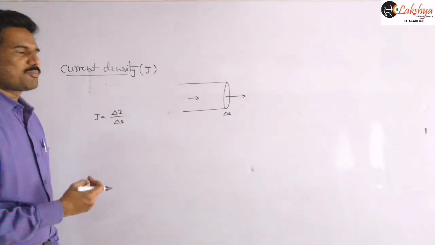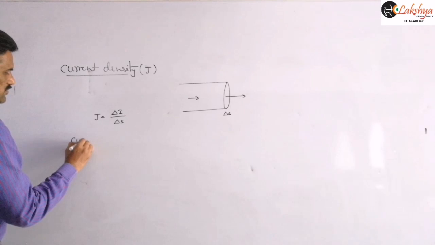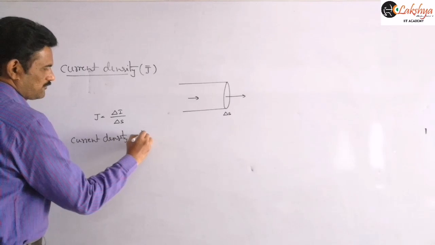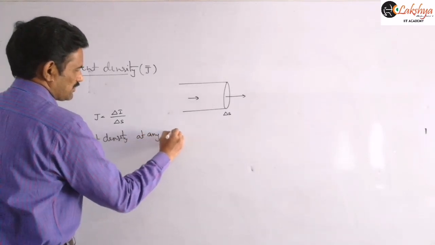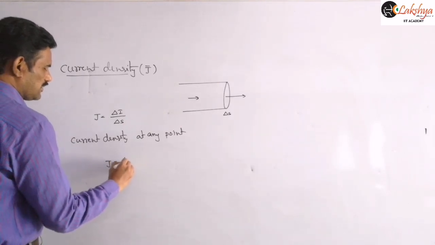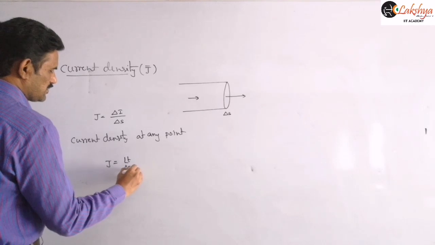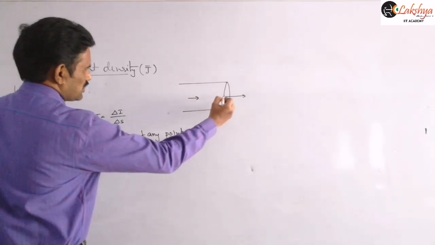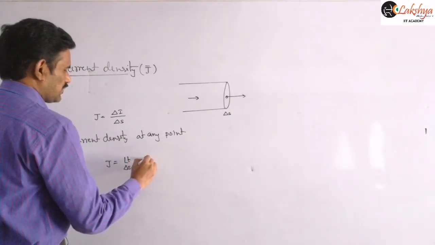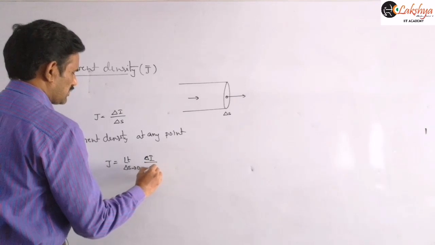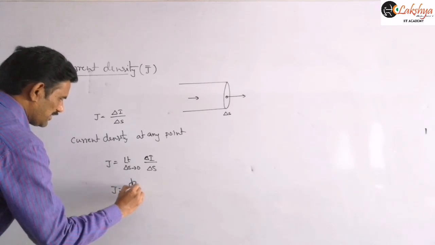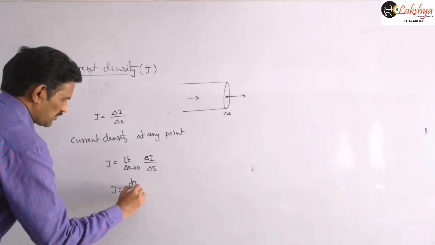If you want to define it at a point, suppose you want to define current density at any point, then we can write J as the limit delta S tends to 0. That means we need to take a small point here. Then we can write this as delta I by delta S under this limit, which is nothing but dI by dS in differential form.